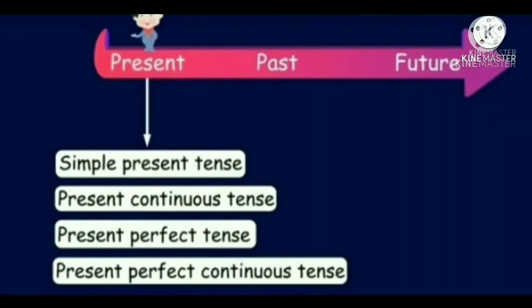Present tense. So children, present tense is further classified into four types: simple present tense, present continuous tense, present perfect tense and present perfect continuous tense. So, we are going to learn the present tense in detail. For that, we need to revise the forms of verbs.